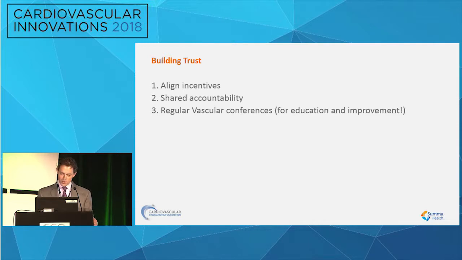These vascular conferences are not meant to be punitive. You do not take these as an opportunity to look at other disciplines' complications and exploit them and use them to show the health system that you should be doing it rather than somebody else.